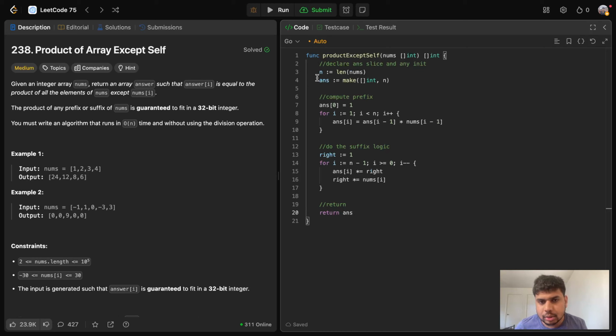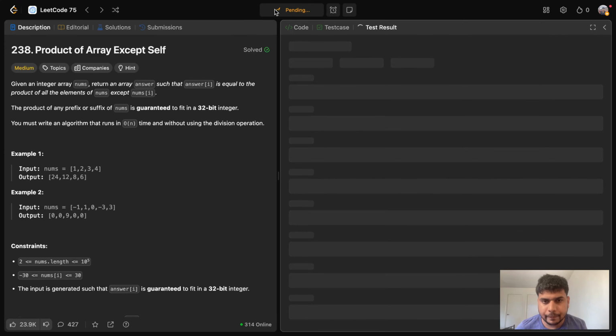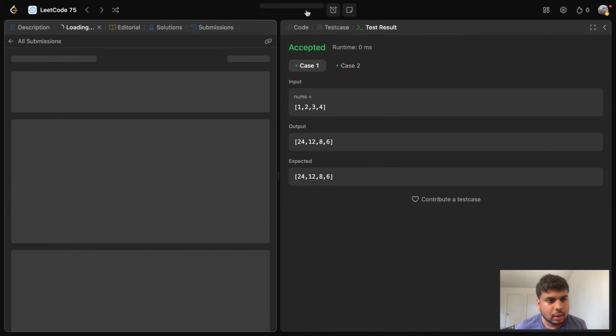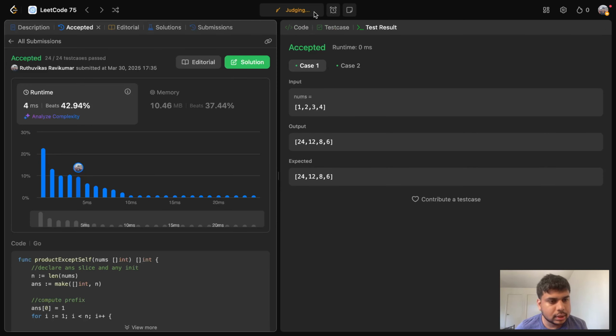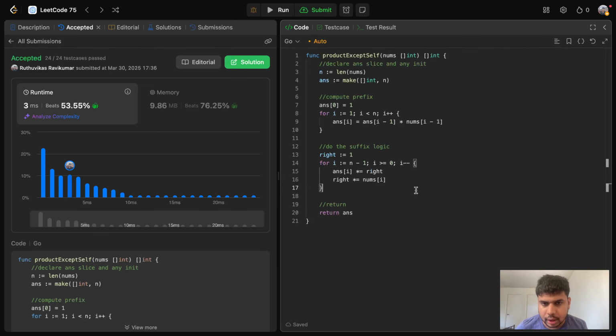So let me just summarize the code. This is just basic initialization, and here you are computing the prefix as I had explained to you. This is the prefix computation logic. This is the suffix computation logic. So answer of i is equal to answer of i into right will give you the right answer at that position, and you keep updating right, and then you return it. So let's see. Yeah, it works. Why is the runtime still not that great? The time and space, let's compute and let's argue about it later.